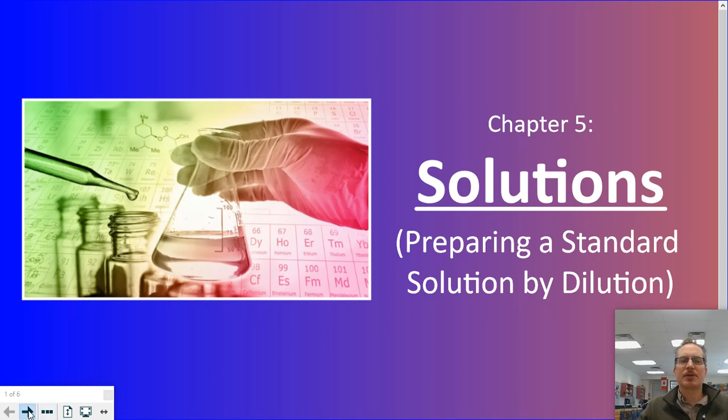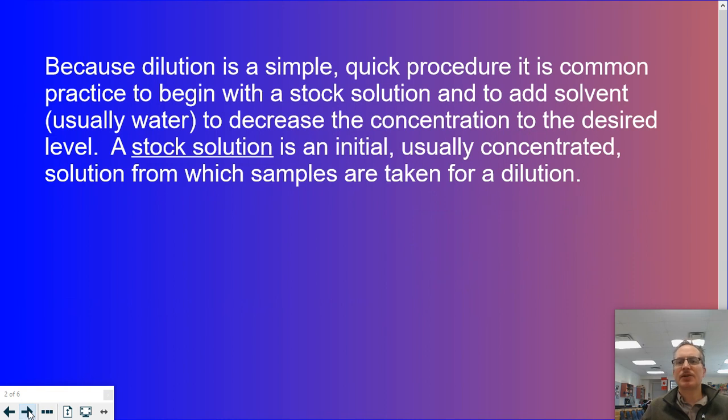What we're going to do is we know that dilution is rather easy to do. It really involves just adding water to decrease the concentration of our original solution. However, to make a stock solution, usually we start with a concentrated solution and we add a very specific, very precise amount of water in order to create this dilution.